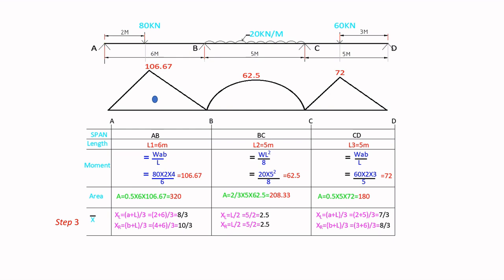For span BC, the bending moment diagram is parabolic in shape, hence it's symmetrical. X-bar left is equal to x-bar right, which is equal to L2 divided by 2. For span CD, the bending moment diagram is a triangle, it will have two x-bars, x-bar left and x-bar right. The formula for x-bar left again is A plus L3 divided by 3, while x-bar right is B plus L3 divided by 3. Applying the formula, you get the value as indicated in the table.